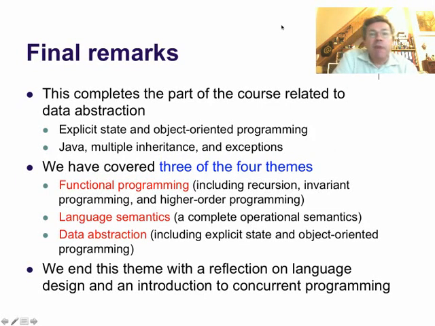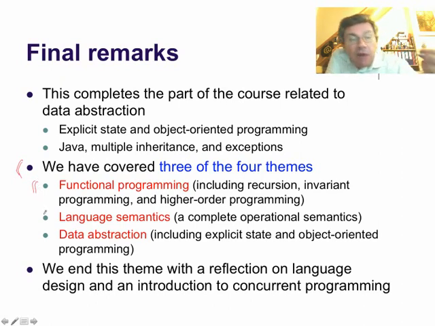Okay, let me make some final remarks on this lesson and on the course up to now. This lesson, the end of this lesson, completes the part of the course related to data abstraction. We've seen explicit state, object-oriented programming, Java, multiple inheritance, exceptions. And from the beginning until now, we have covered 3 of the 4 themes we're going to cover in this course: functional programming, including recursion, invariant programming, and higher order programming.